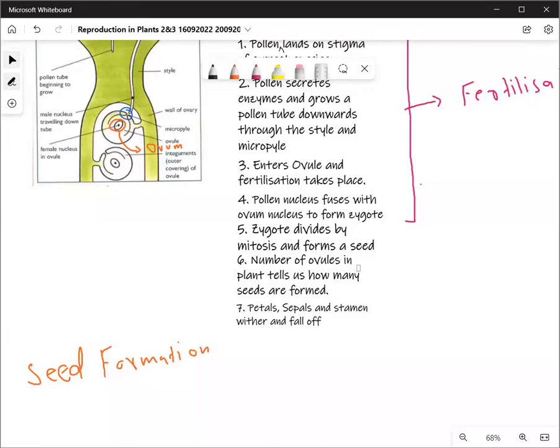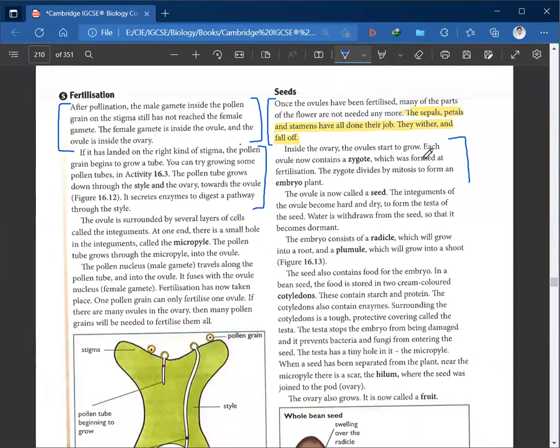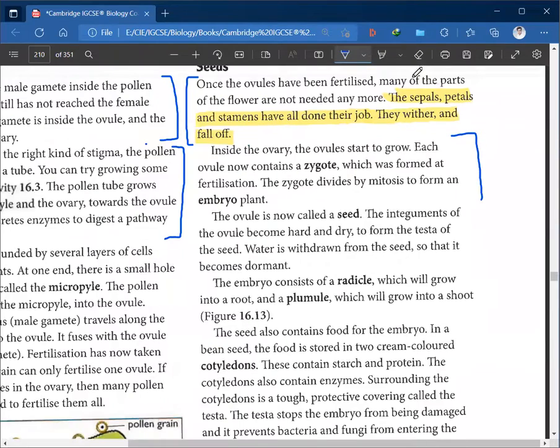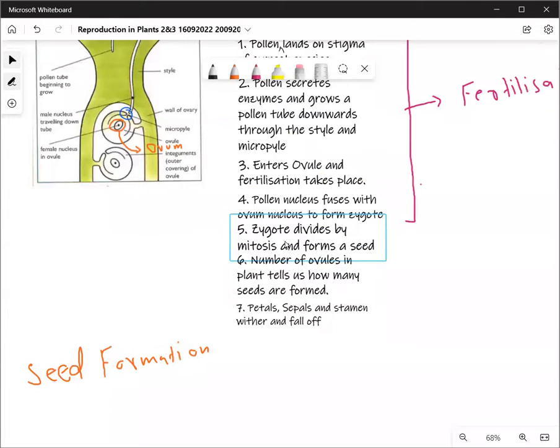Done. Now, Manvi, continue reading from here. Inside the ovary, the ovules start to grow. Each ovule now contains a zygote, which was formed at fertilization. The zygote divides by mitosis to form an embryo plant. And the ovule is now called a seed. Right? Okay. Now, just a thing: in this, the number 5, I want you to remove number 5 from your writing. Cut it out. Tell me when you're done.